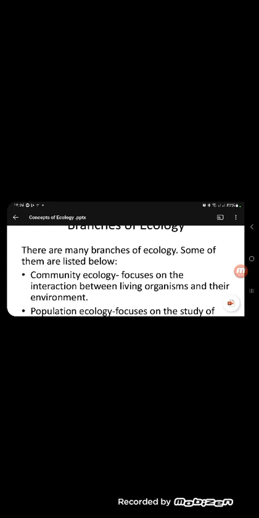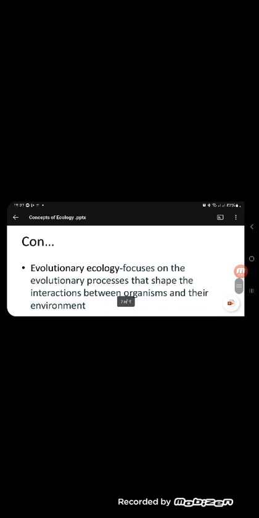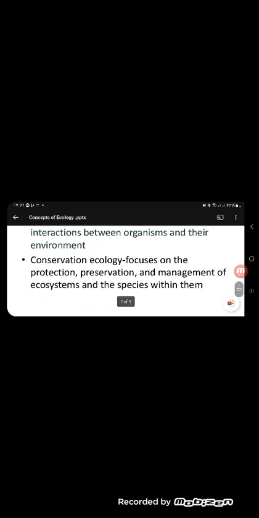Population ecology focuses on the study of populations of organisms and their interactions with one another and the environment. Evolutionary ecology focuses on the evolutionary processes that shape the interactions between organisms and the environment. Conservation ecology focuses on the protection, preservation, and management of ecosystems and the species within them.